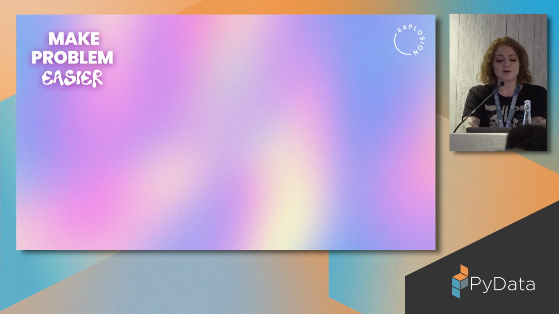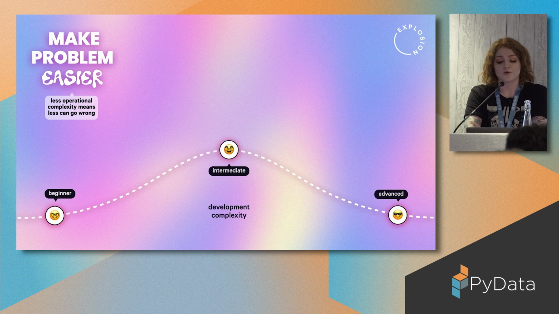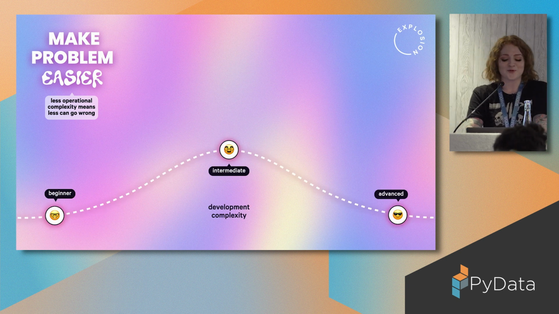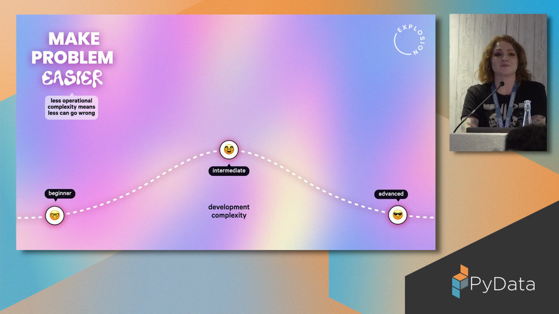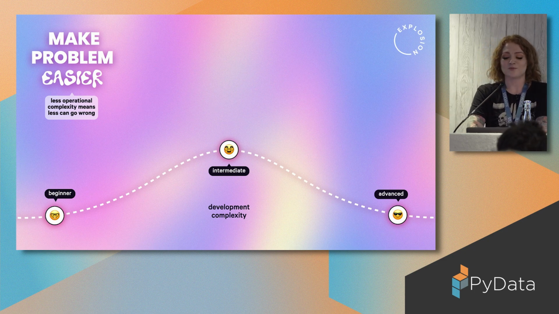And I've already mentioned making the problem easier. It also means that if your system is less operationally complex, less can go wrong. And you've probably seen this sort of graph before. When I started programming, I didn't really know very much, so what I built was pretty simple. Then as I got more experienced, I learned about new things, tried them out, wrote a lot more complex code. Maybe you discover classes and then everything's a class, even though it should probably be a function.